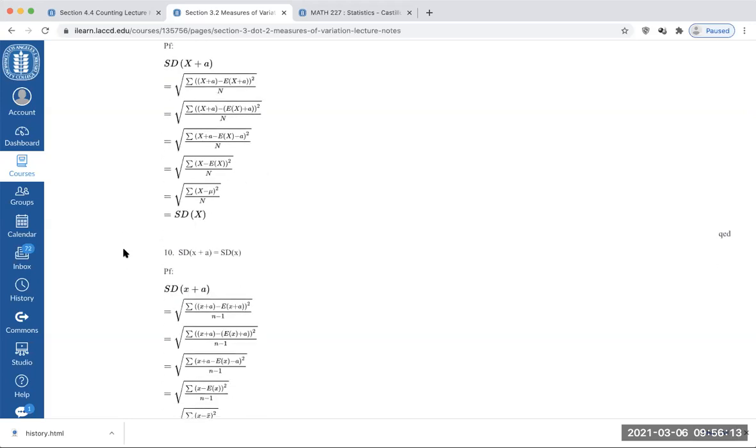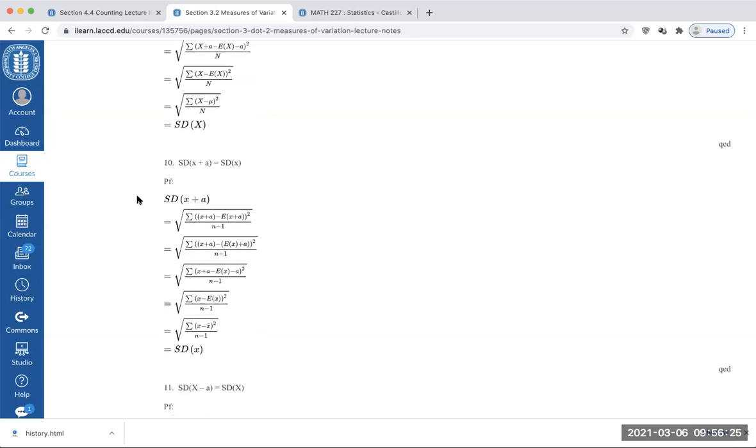Similarly, again, this falls from our properties of variances. The standard deviation of x plus a is the standard deviation of x. And so the standard deviation of x plus a is the square root of the sum of x plus a minus expected value of x plus a quantity squared all over n minus 1.